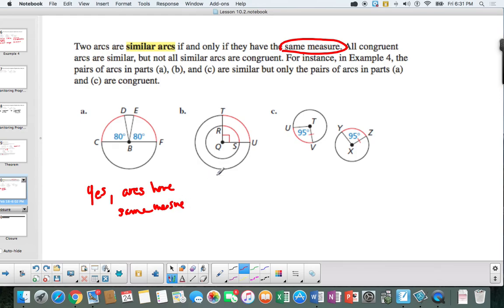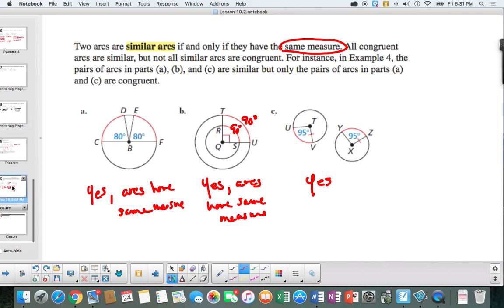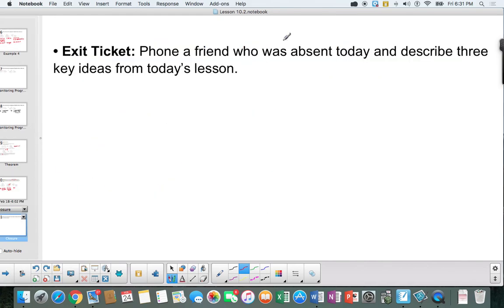Now, are these arcs similar? The answer is yes. The only requirement is that they have the same measure. So this arc will be 90 degrees in measure. Now these are not congruent, they are similar. Similar means that we can go through a similarity transformation to get one arc to map onto the other. And yes, same reason. And that's the end of the screencast.